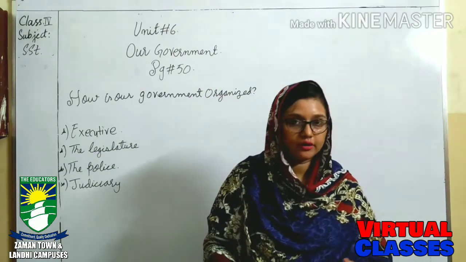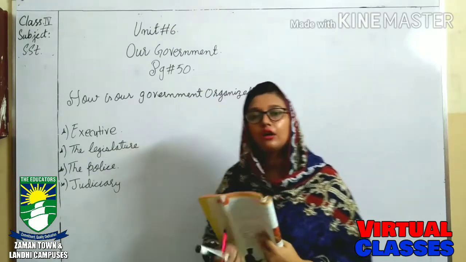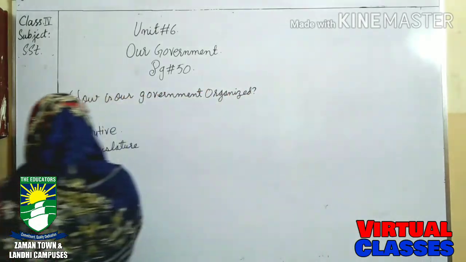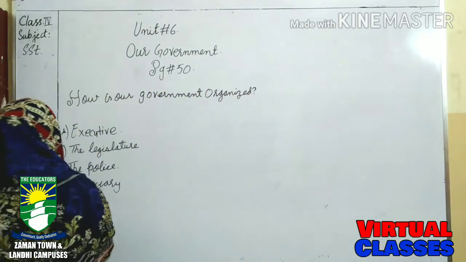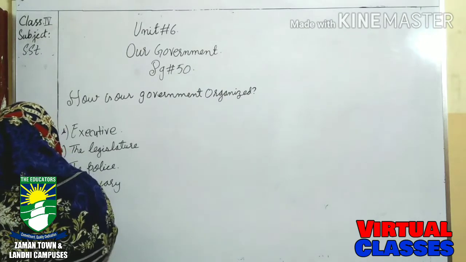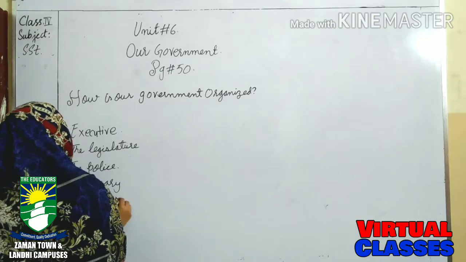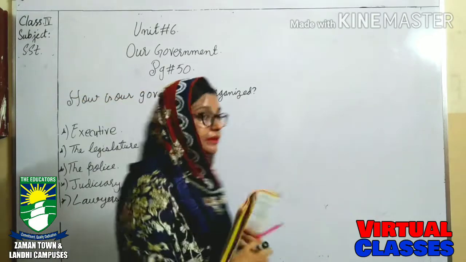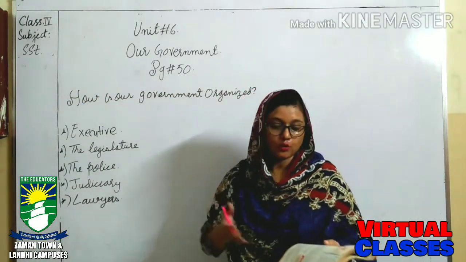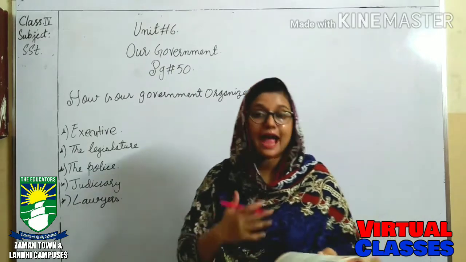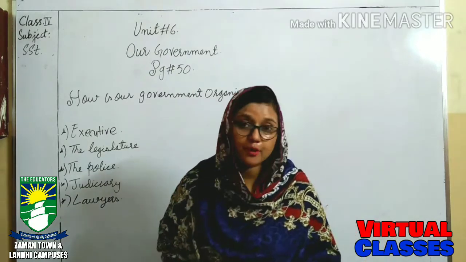Now come on, the lawyers. After the judiciary we have the lawyers. We have to know that in Pakistan there are three different kinds of court. Now, lawyers. Lawyers are people who try to find out what happened and which laws were broken.